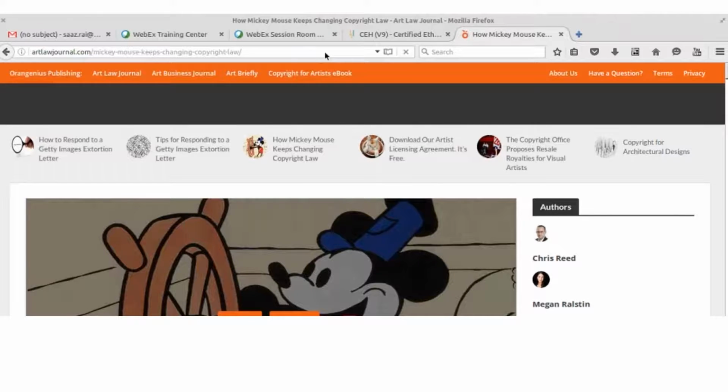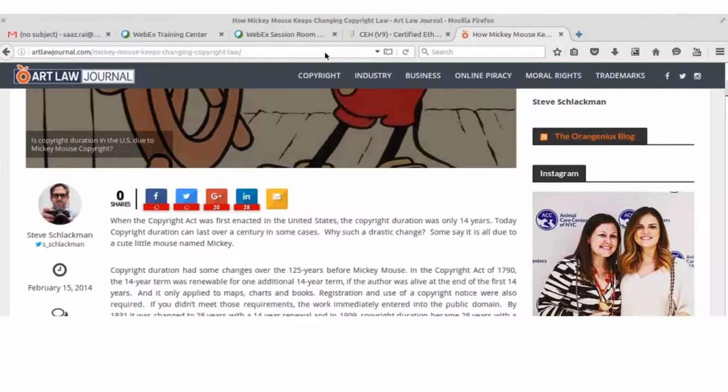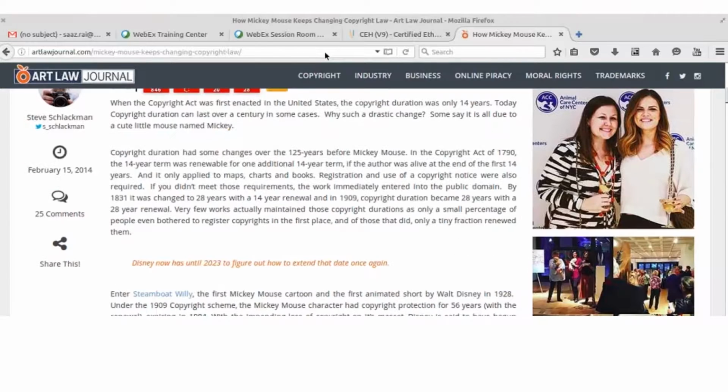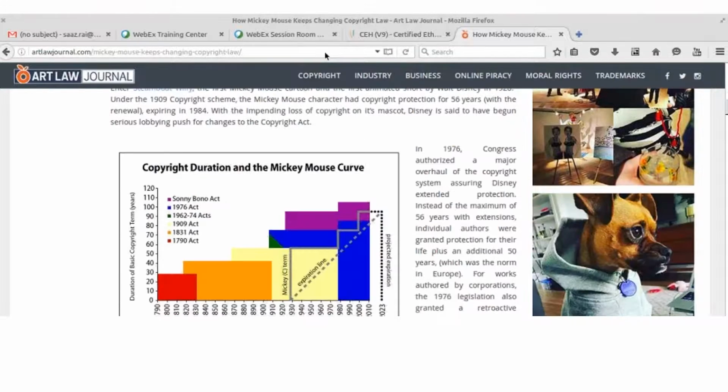And it's very interesting to know, this is a US standard, that the copyright laws began in late 1780 somewhere, and this is when the initial law was only for 14 years, okay? And then over a period of time it has increased.